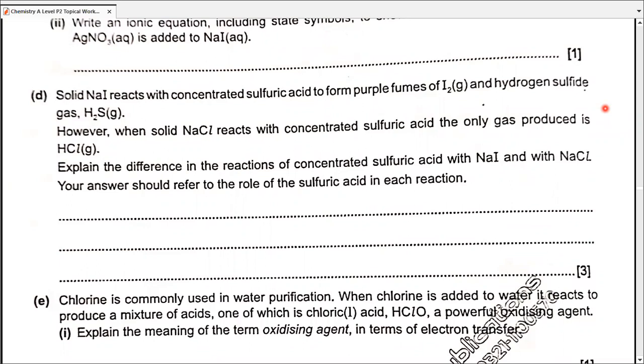Okay, so sulfuric acid is acting as an oxidizing agent in both of the reactions. And in the case of sodium iodide, the iodide ions are stronger reducing agents, so they would reduce the sulfuric acid to hydrogen sulfide, whereas the chloride ions are weaker reducing agents, so they cannot reduce the sulfuric acid.